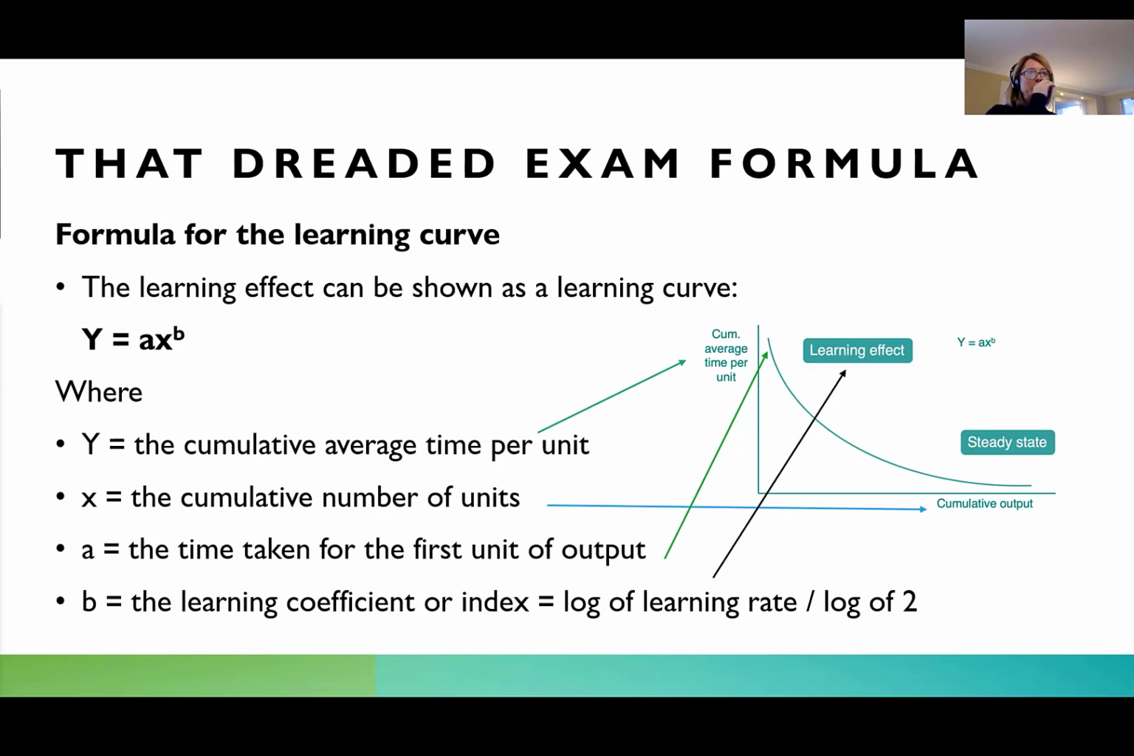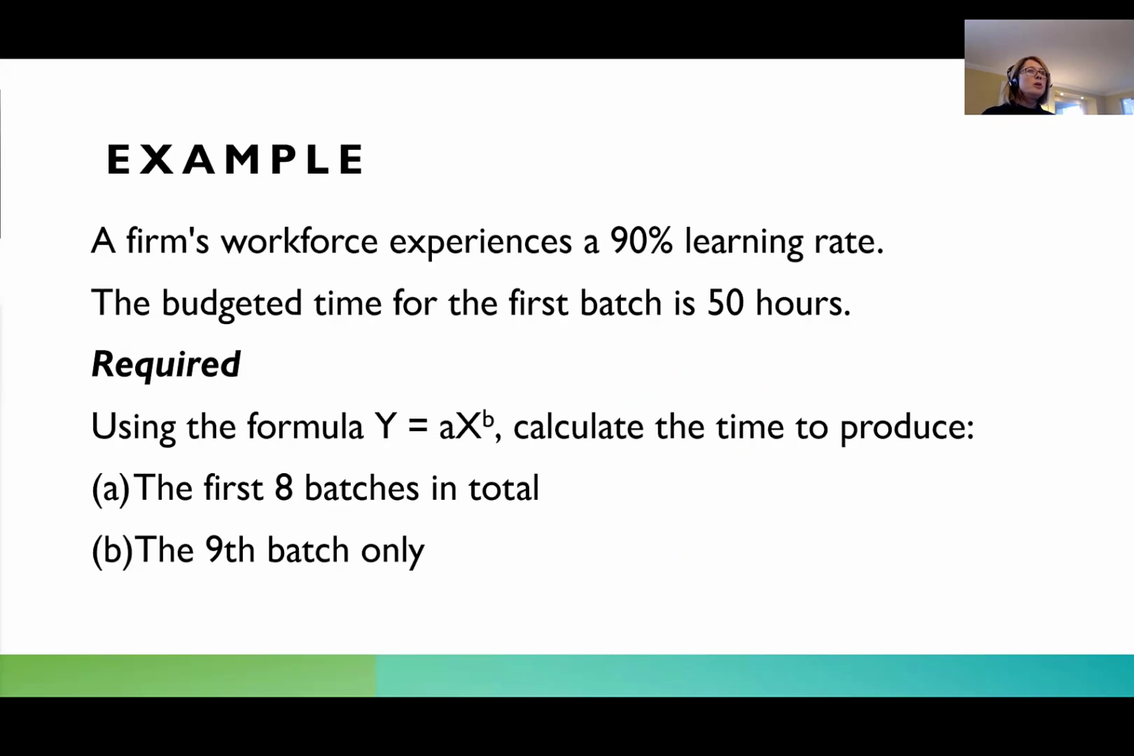I'm now going to show you that numerically to help you. A firm's workforce experiences a 90% learning rate, so I'm using the same examples I showed you in the tabular format. The budgeted time for the first batch is 50 hours. Using the formula y equals ax to the b, calculate the time to produce A, the first 8 batches in total, and B, the 9th batch only. Now, this is a definite process that you need to learn. This is something you're just going to have to repeat.